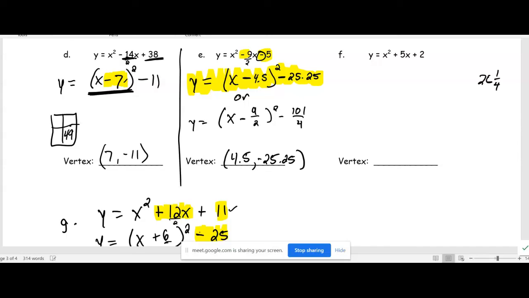Okay? All right, last one. See what we can come up with. Another ugly fraction. See if we can kind of work through that.